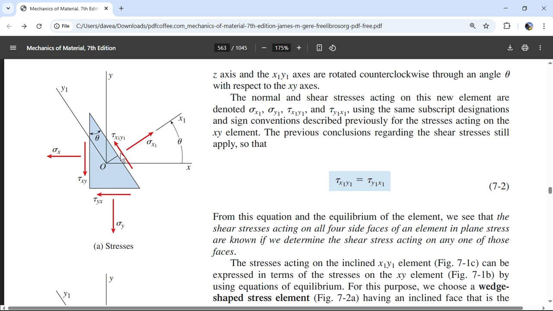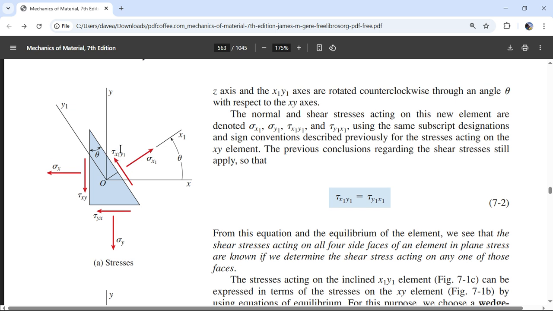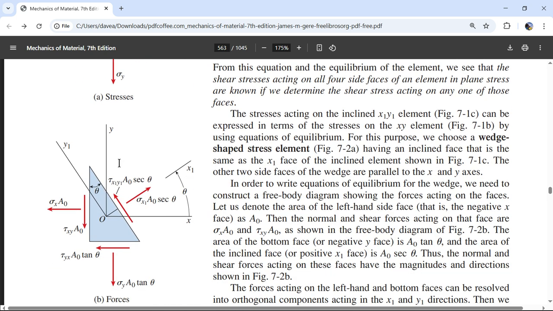And the force associated with this is going to be the shear force. Yeah, the shear force is going to be this pressure times area. So I have tau x1, y1. That's the shear stress multiplied by the area. The area is going to be a naught secant theta. So that's what I should see right here. So this is going to be tau x1, y1, a naught secant theta.